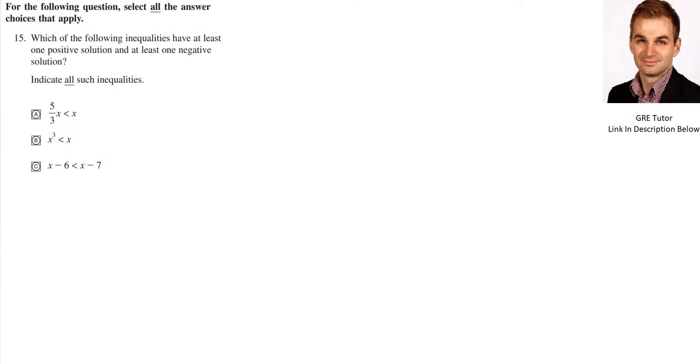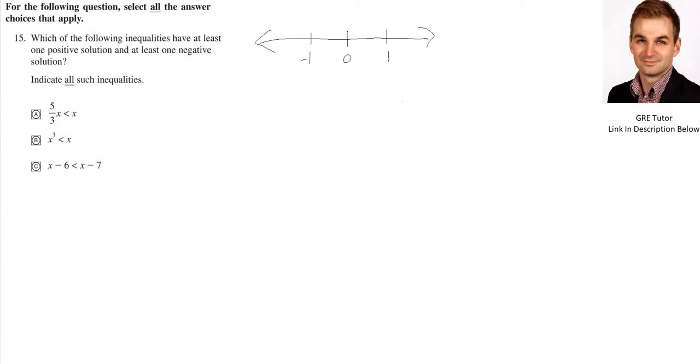Okay, so this question is about inequalities. They are asking you which of the following inequalities have at least one positive solution and at least one negative solution. The thing to think about when you look at problems like this is the number line, where you've got 0, 1, and -1. Numbers between -1 and 0 will have different effects when they're multiplied against numbers that are less than -1, or greater than 1.